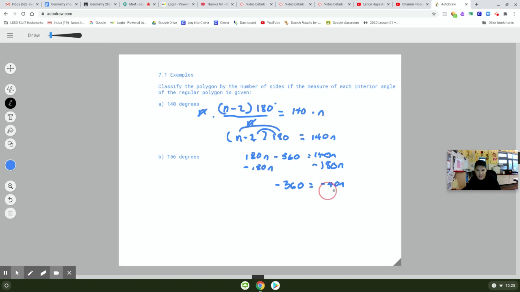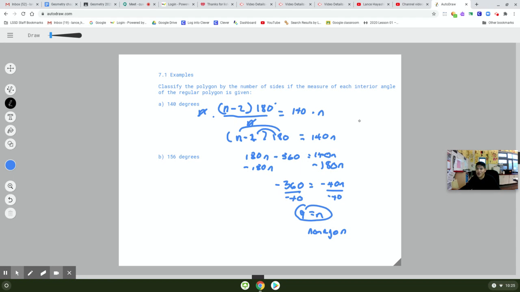And then I can divide each side by negative 40 to solve this for n. Negative 360 divided by negative 40 is 9. 9 equals n, or n equals 9. Classify the polygon by the number of sides. So a 9-sided figure is a nonagon. That's one way that you could figure out the number of sides. In my opinion, that's the longer way.